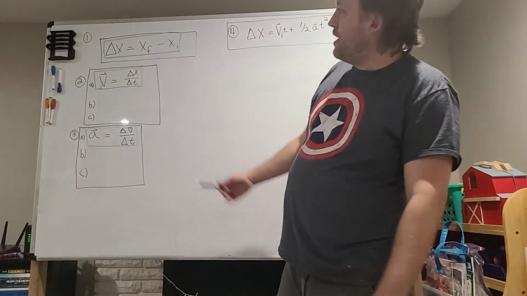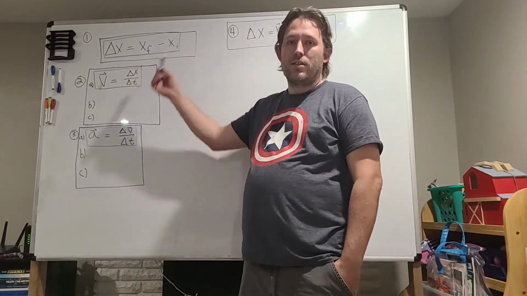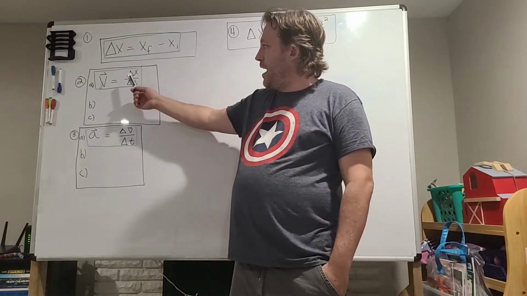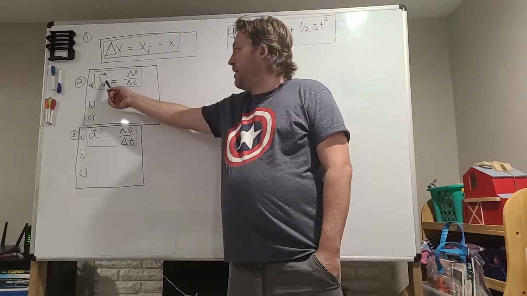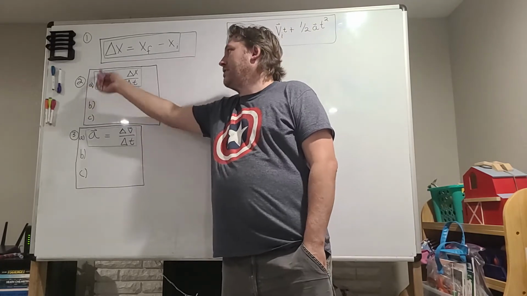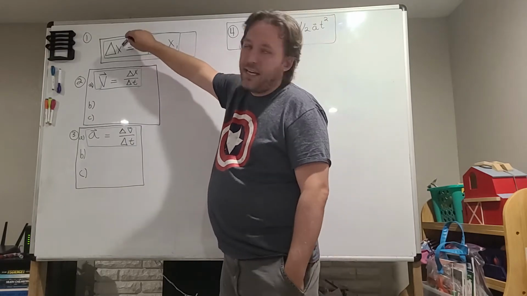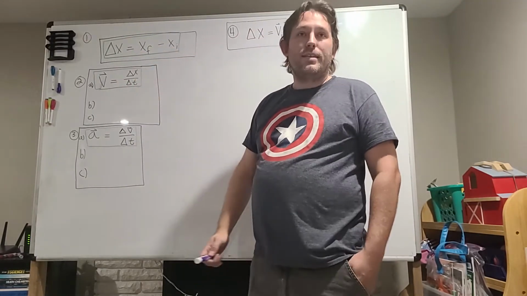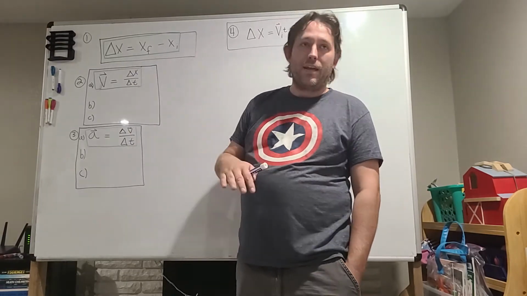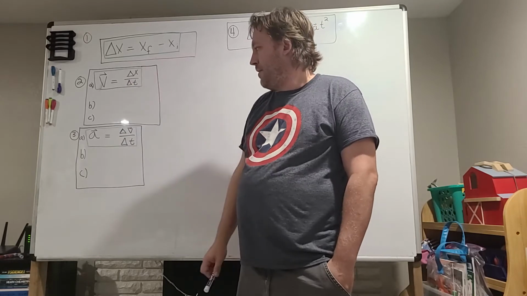So once again, if you guys remember, delta x equals x final minus x initial. This is our displacement formula. Then we have our second one, which is our velocity formula. And our velocity is called velocity because it has a direction. And how do we know it has a direction? Well, it has the displacement formula built into it. And that means our displacement is going to be positive or negative. Okay, so velocity formula, delta x over delta t.